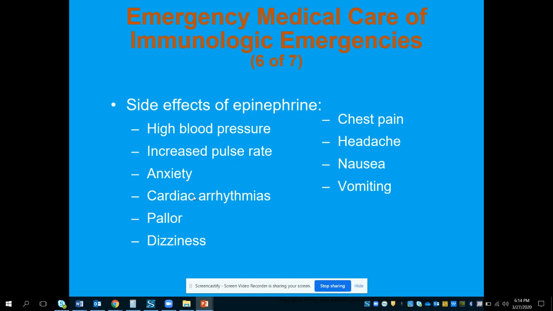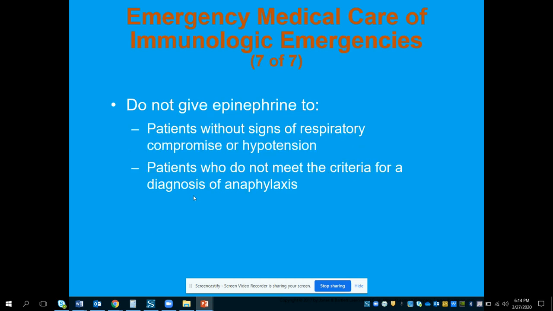Some potential side effects of epinephrine: high blood pressure, increased pulse rate, anxiety, cardiac arrhythmias, pallor or paleness, dizziness, chest pain, headache, nausea, and vomiting. So those are some other things for us to be alert for. Ultimately, we know that in this situation, it is life-threatening if the patient doesn't receive this injection, so they might need some additional treatment for these side effects depending on what they are. If the patient starts complaining of chest pain, we definitely want ALS to be there if they're not already, to be able to look for those cardiac arrhythmias with a 4 and 12 lead EKG. But definitely want to just stay alert to the situation.